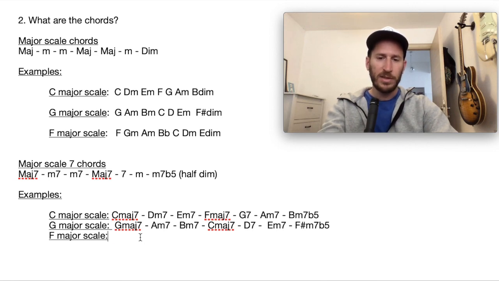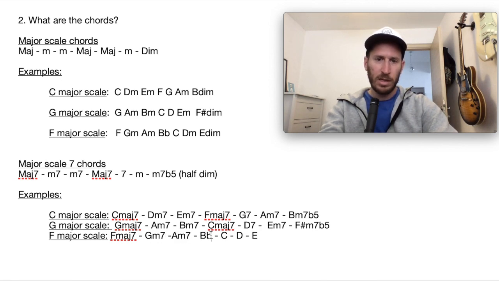And lastly, in the scale of F major, we have F, G, A, B flat, C, D, E. And we apply the chord template: F major 7, G minor 7, A minor 7, B flat major 7, C7, D minor 7, and E minor 7 flat 5.